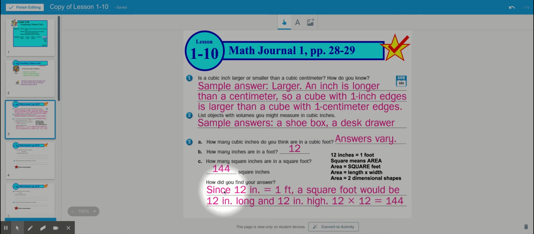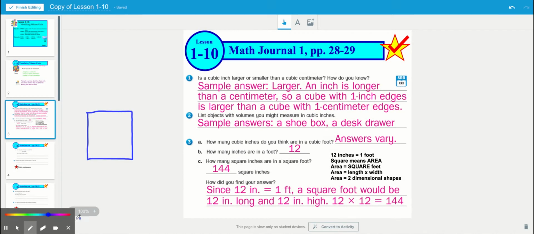Anyway, back to this. Since 12 inches is 1 foot, a square foot would be 12 inches long and 12 inches high, giving us a 12 by 12 because up here we saw length times width. So 12 times 12 is 144, giving us 144 square inches. And here we have a square for you just to give you a visual for that. If this is a 1 foot length side and this is a square, so this would be 1 foot. This is 1 square foot.